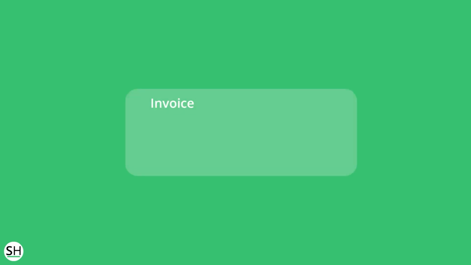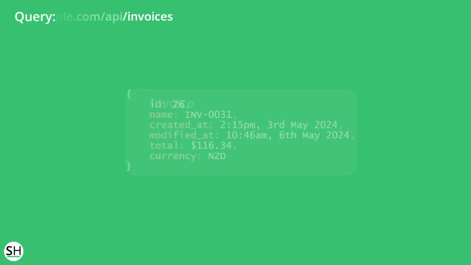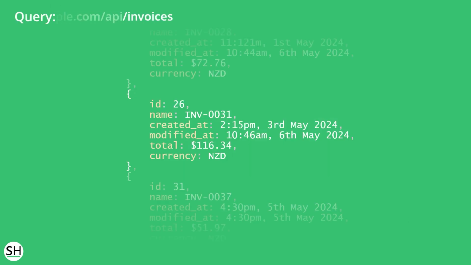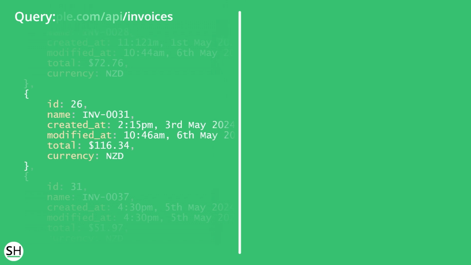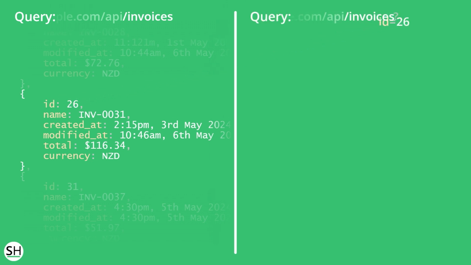Consider this invoice entity from a certain service's API. When we query the invoices endpoint, we get the following structure for each of the returned items. Some essential information: ID, name, created and modified date, and a few other fields. Now, let's query the invoice endpoint, just requesting the specific single entity we extracted from our last query.